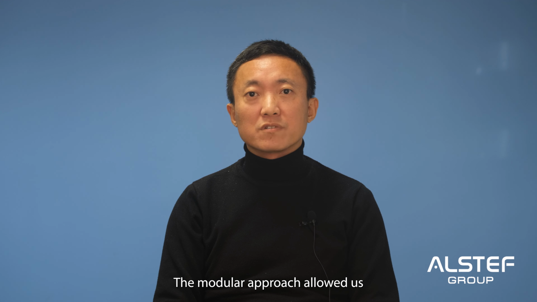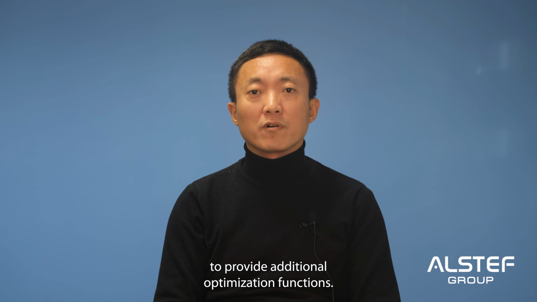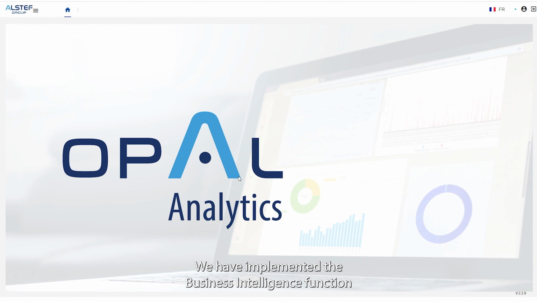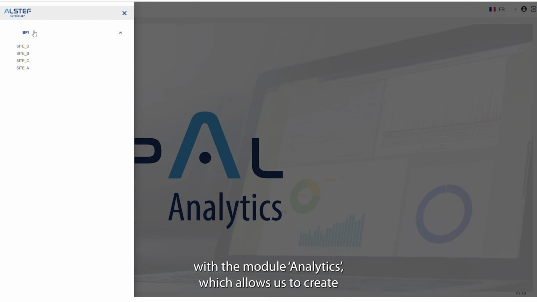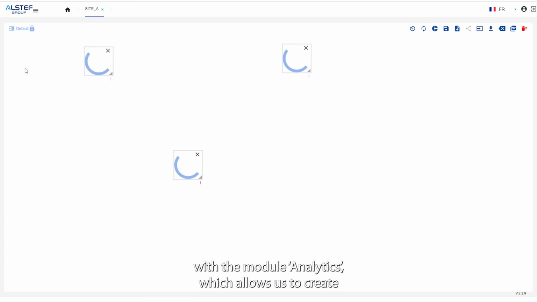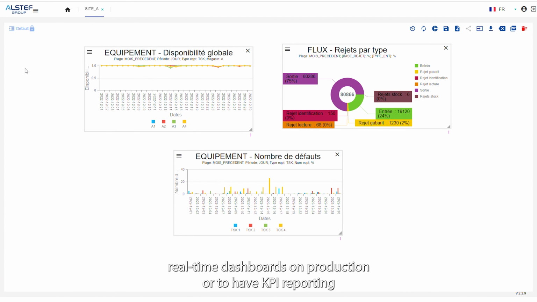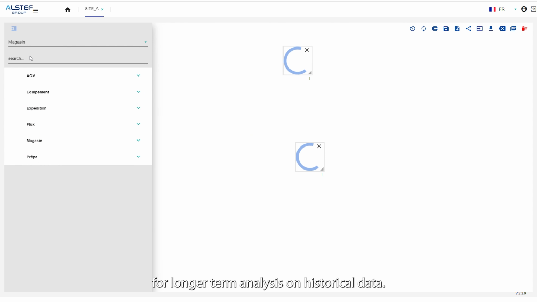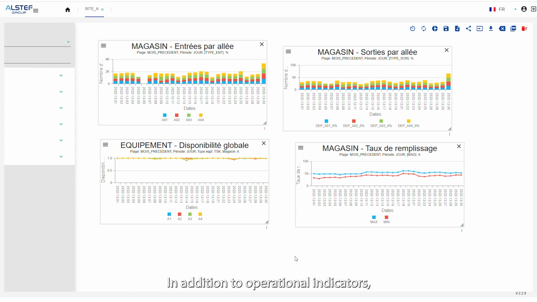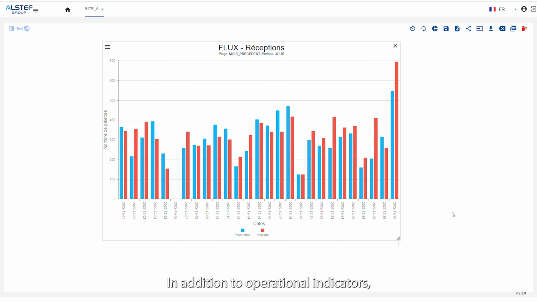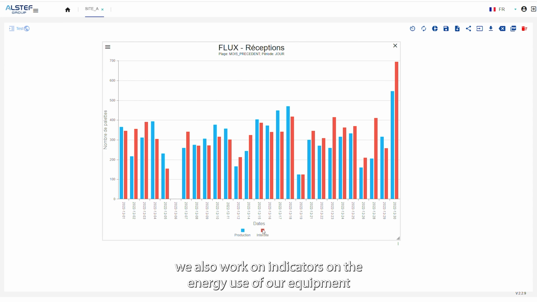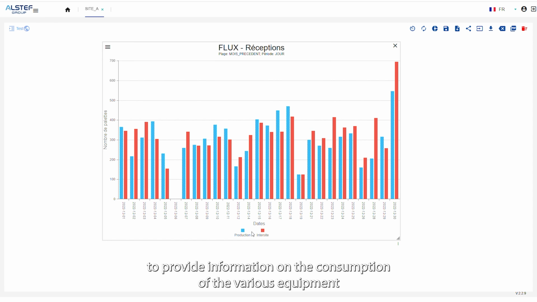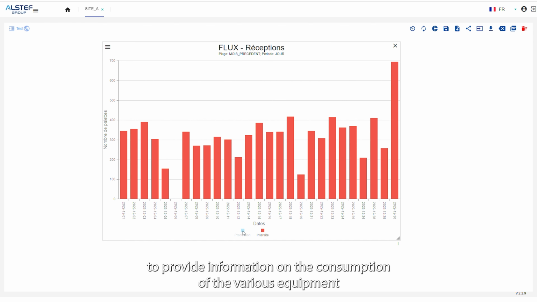The modular approach allowed us to provide additional optimization functions. We have implemented the business intelligence function with the Analytics module, which allows us to create real-time dashboards on production or to have KPIs and reporting for longer-term analysis on historical data. In addition to operational indicators, we also work on indicators on the energy use of our equipment to provide information on the consumption of the various equipment.